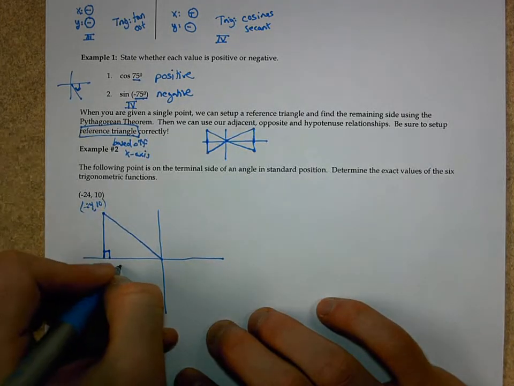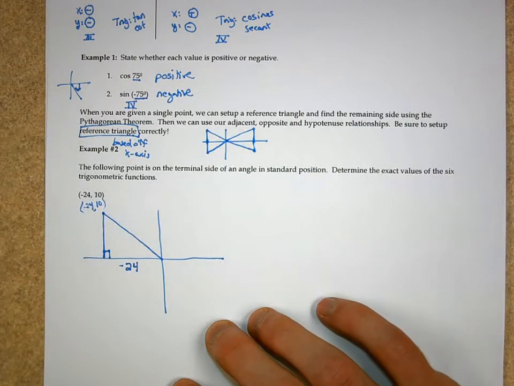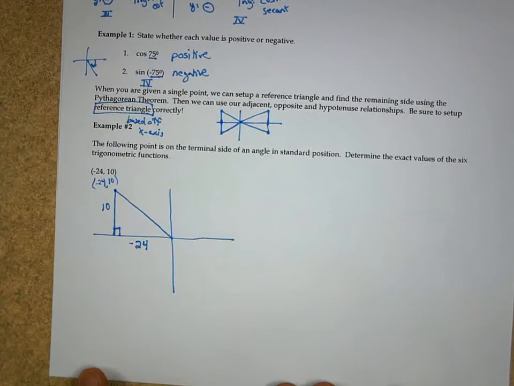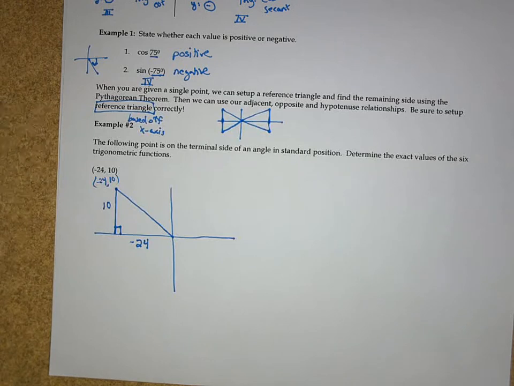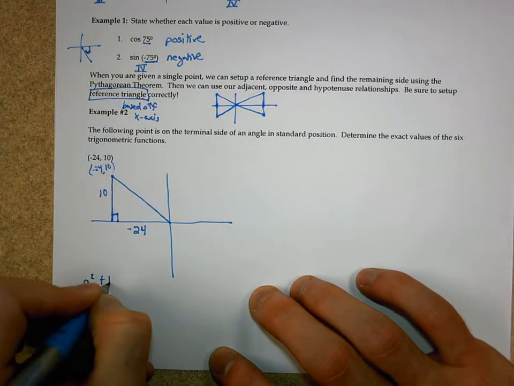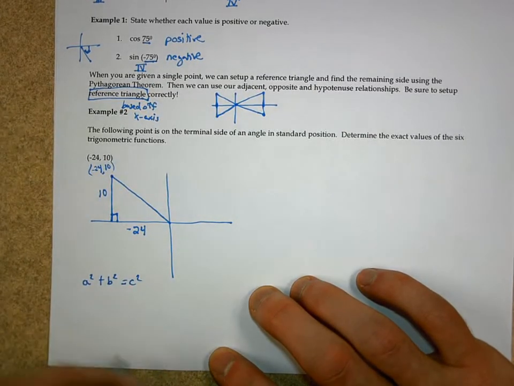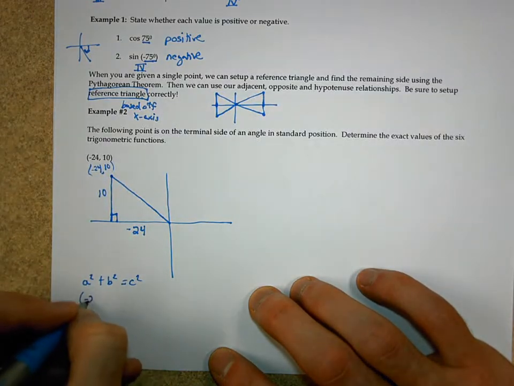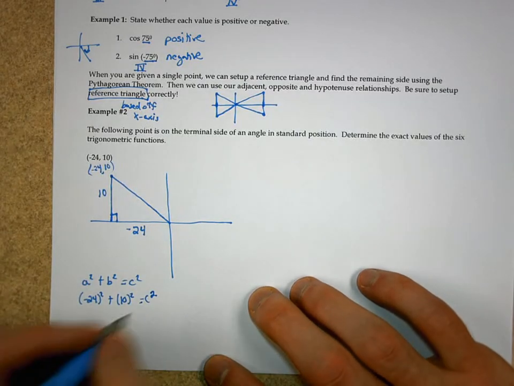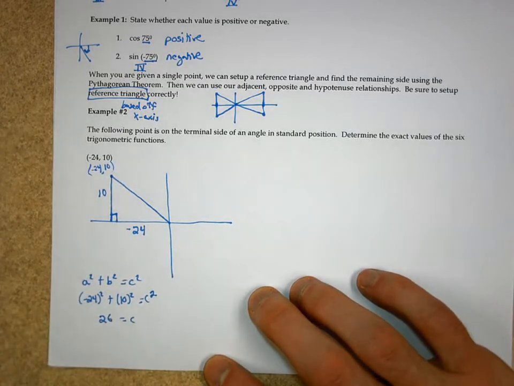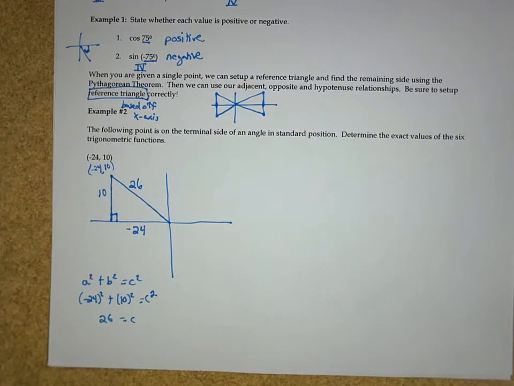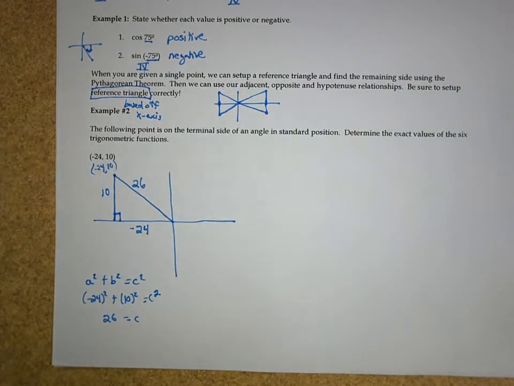So now that I've got that, I know my x-axis side is going to be negative 24. My y-axis side is going to be 10. And I need to figure out what the hypotenuse is. Since this is a right triangle, I can use the Pythagorean theorem. a squared plus b squared is equal to c squared, where a's and b's are x's and y's. So negative 24 squared plus 10 squared is equal to c squared. And if you simplify that down, you'll get 26. If you remember your Pythagorean triples, 10, 24, 26 is one of the Pythagorean triples.